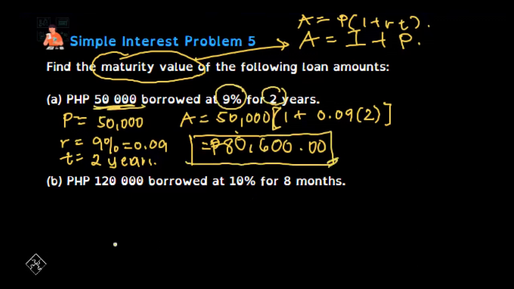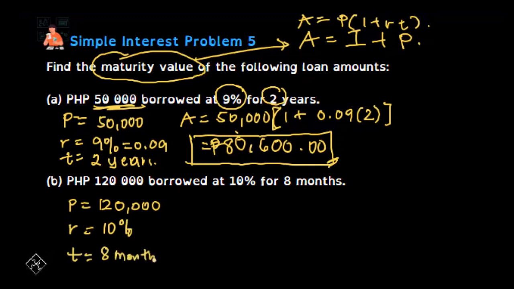Next, try naman natin kapag manghihiram ka naman ng 120,000, no? At may 10%, no? At may time na 8 months lang. Okay, so the principal amount is 120,000. The rate would be 10%. And the months or the time would be 8 months. Pero hindi yan 8 months. Gagawin natin siyang 8 over 12. So, itong 10% gagawin natin siyang 0.10. Okay? So, gagamitin natin ng formula. A is equal to P times 1 plus RT.